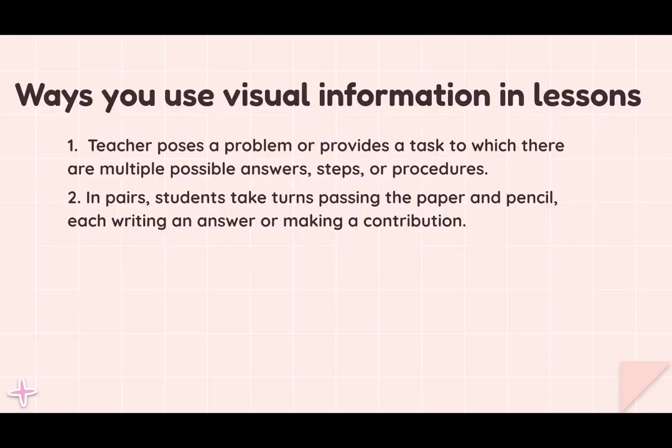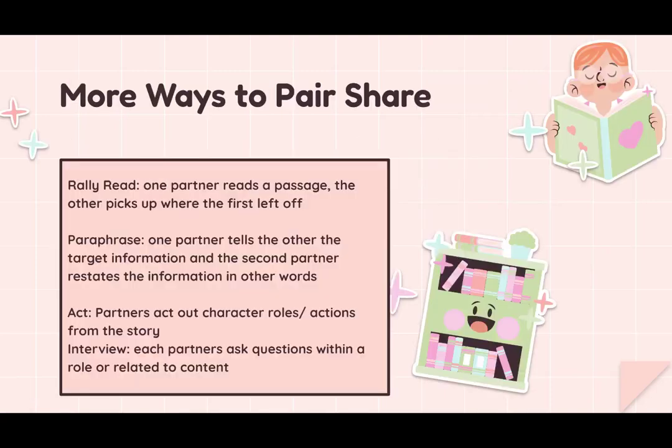Ways you can use visual information in your lesson. The teacher poses a problem or provides a task to which there are multiple possible answer steps or procedures. In pairs, students take turns passing the paper and pencil, each writing an answer or making a contribution. Here are some more ways that you can use pair share. By rally reading, one partner reads a passage, the other picks up where the first left off. So that's also going to make sure that the students are paying attention to where their partner is reading.